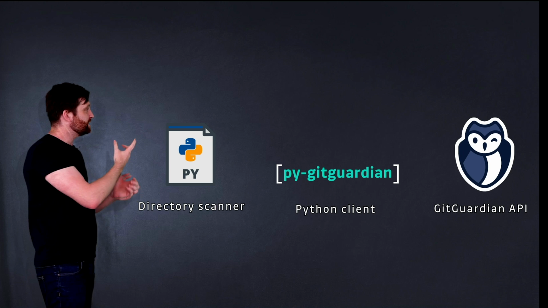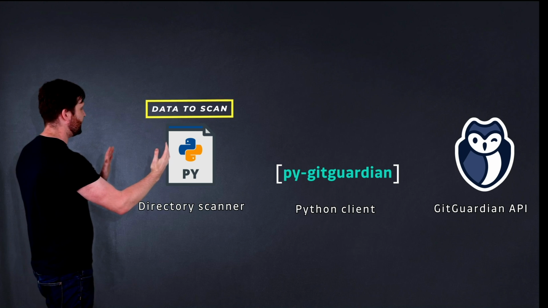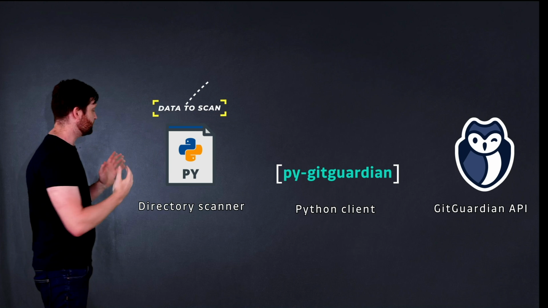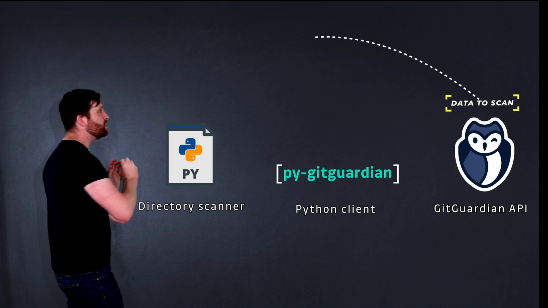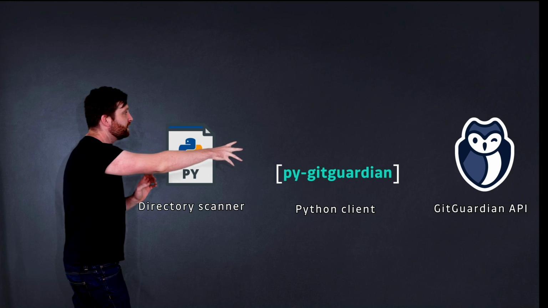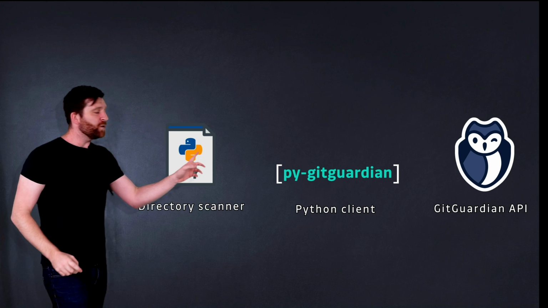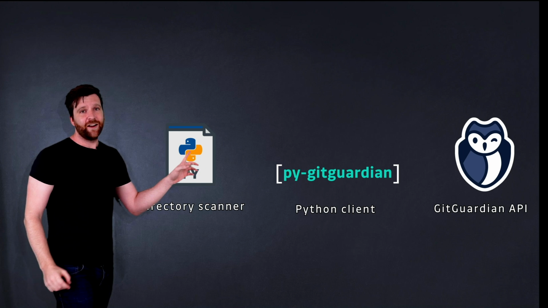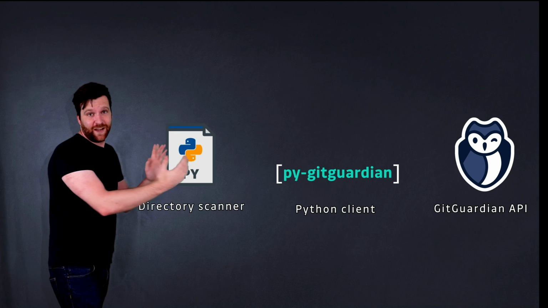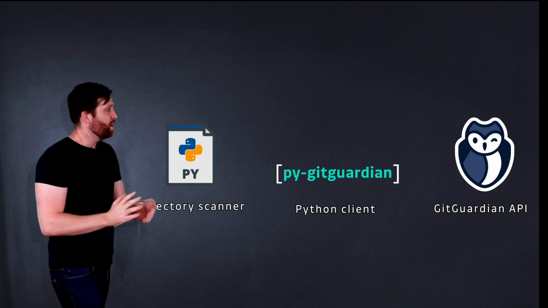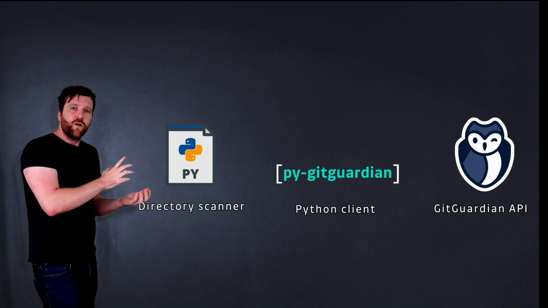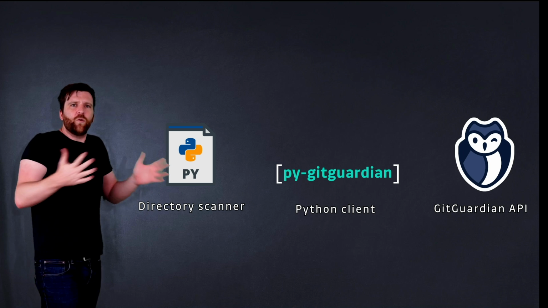But there are some really big advantages to using this method to do secret detection. This is because all we need to do is write a simple Python script that compiles the information we want to scan, in our case the files from a local directory, into an array, and then we just palm it off to the API to scan it. We also have the Python GitGuardian client, which is going to do a lot of the communication for us as well.